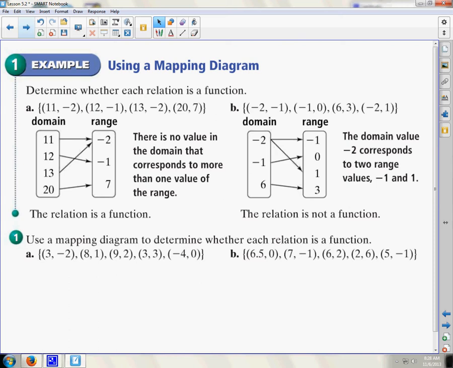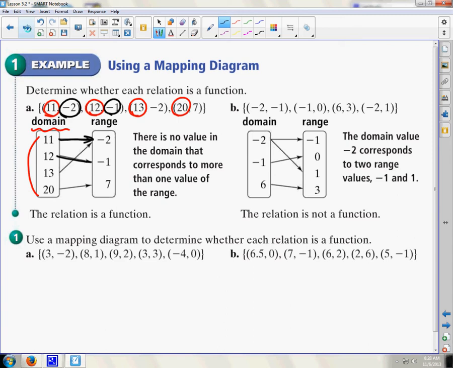If you remember this from last year, we did it very briefly in pre-algebra. It was titled Using a Mapping Diagram. So we would put all of the x values, and those are in the domain. All of the x values go in the domain, and then you draw a line to the y value. So that's a -2, this is a -1, this is also a -2, and this is a 7.